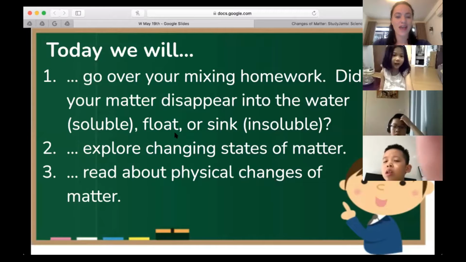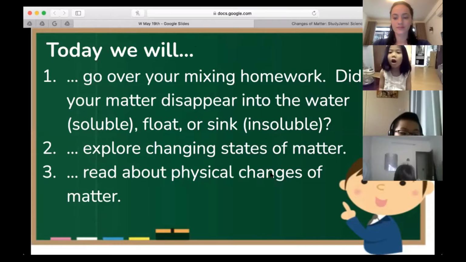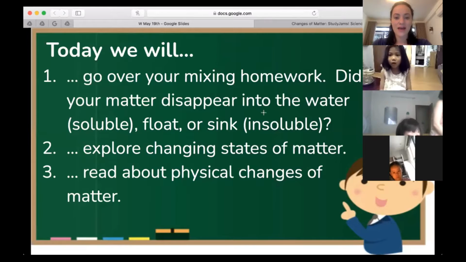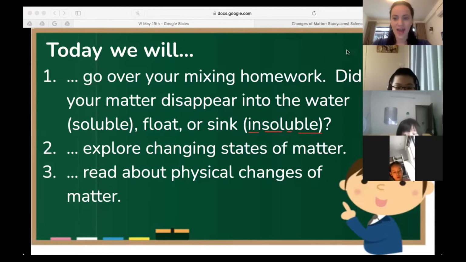Those are hard words. Everyone, go ahead and unmute and say soluble. Soluble. Very good. And this one is exactly the same. It says insoluble. Insoluble. Very good. Excellent. So if it mixes all the way in, it's soluble, and if it floats or sinks, it's insoluble.